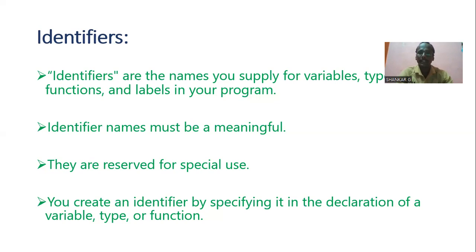You create an identifier by specifying it in the declaration of a variable, type, or function. So whatever the identifier, whether it is a variable, function, structure, array, or union, whatever identifier you want to use in a program in future, it must be declared early.